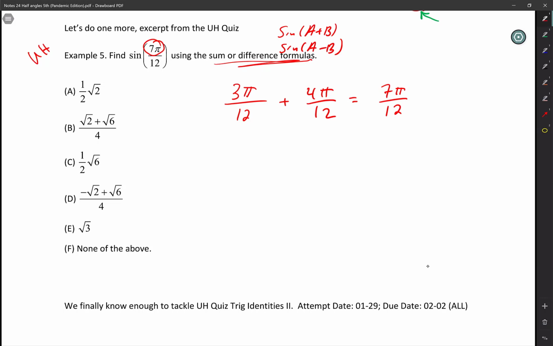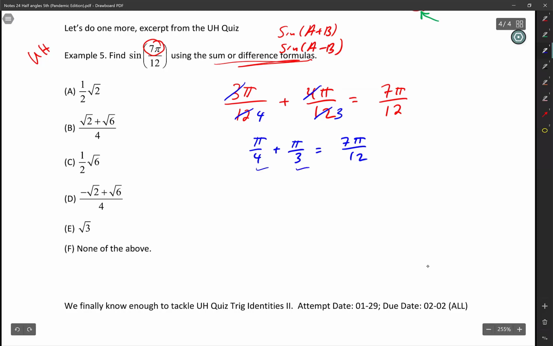Don't write it down. I'll give you guys time. Trust me. I want you to notice that 3 goes into 12 4 times and 4 goes into 12 3 times. And this can be rewritten as pi over 4 plus pi over 3. And both of those added together still equal 7 pi over 12. And I want you to notice that these are coordinates that are found in the unit circle.